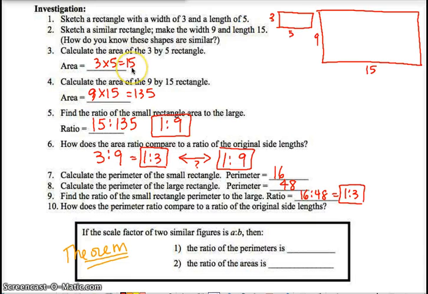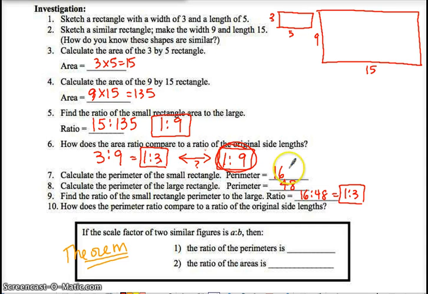So you should have calculated the area of the 3 by 5. Well, that's just 3 times 5, which is 15. The area of the 9 by 15 was 135. It says find the ratio of the area of the small rectangle to the area of the large rectangle. So we did small area to large area, which reduces to a 1 to 9 relationship. It says how does the area ratio compare to the ratio of the original side lengths? Well, a 3 to 9 relationship reduces to a 1 to 3 relationship. So the side lengths had a 1 to 3 relationship, the areas were a 1 to 9 relationship. So what am I doing to my 1 and my 3 to get from here to here?